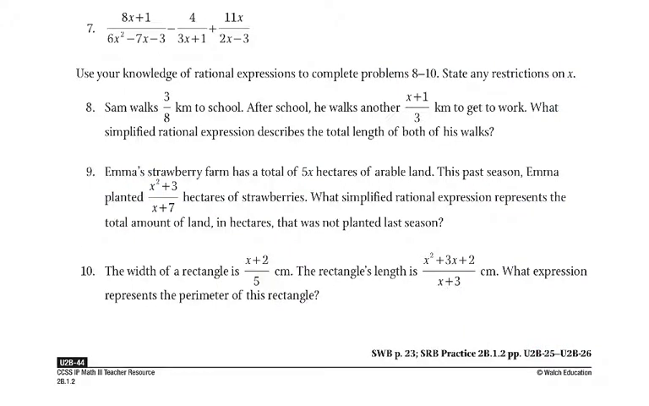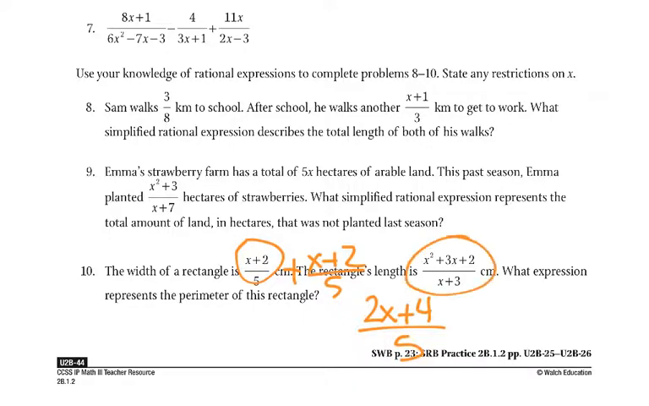The width of a rectangle is (x + 2)/5 centimeters. The rectangle's length is (x² + 3x + 2)/(x + 3) centimeters. What expression represents the perimeter of this rectangle? So basically this plus this twice, right? So that would be (2x + 4)/5. Okay, then this twice, which would be plus (2x² + 6x + 4). I doubled everything over x + 3 because that's what would happen if we added them.